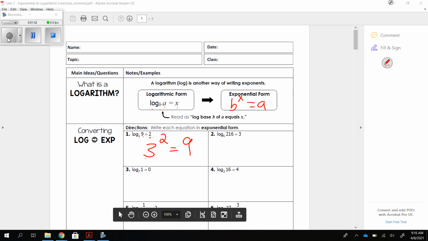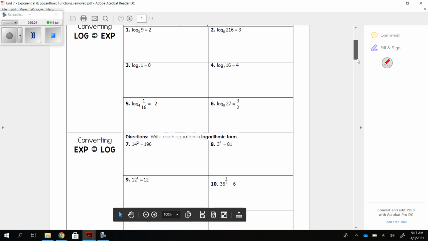Number 2, I'm just going to do a couple because the rest of this worksheet is homework. Number 2, log 6 of 216 equals 3. So the way we write that is just 6 cubed equals 216. That's how easy it is. You look at this first number, and that's to the power of the number over here, and it equals the bigger number right here. That's how you go from log to exponential form.